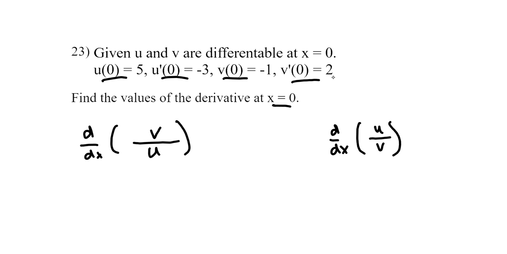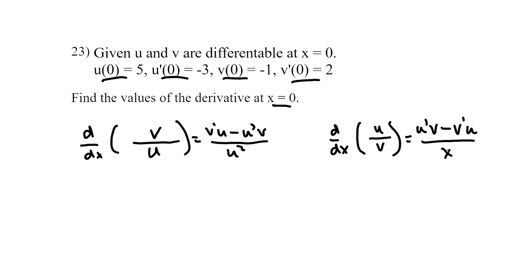Okay, so how do we solve this? Well, these are two different ratios, two different quotients. So we're going to solve this by saying, the derivative of this, we're going to use the quotient rule. So we're going to take the derivative of the top, which would be v prime times u, minus the derivative of the bottom, which is u prime times v, all over the bottom squared. For this one, it's a little bit different because now we're going to take the derivative of the top, which is u prime times v, minus v prime times u over v squared. It's not x squared, v squared.